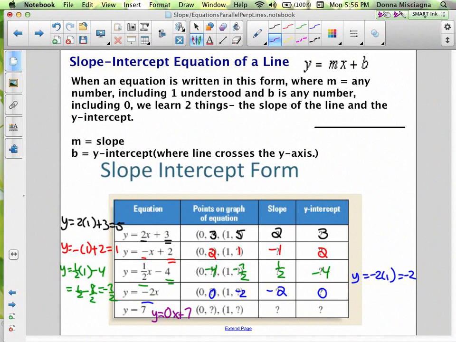Our slope here is 0. Our y-intercept is 7. That means our graph goes through the point (0, 7). And if I plug in, hey, where do I plug in 1 for x?